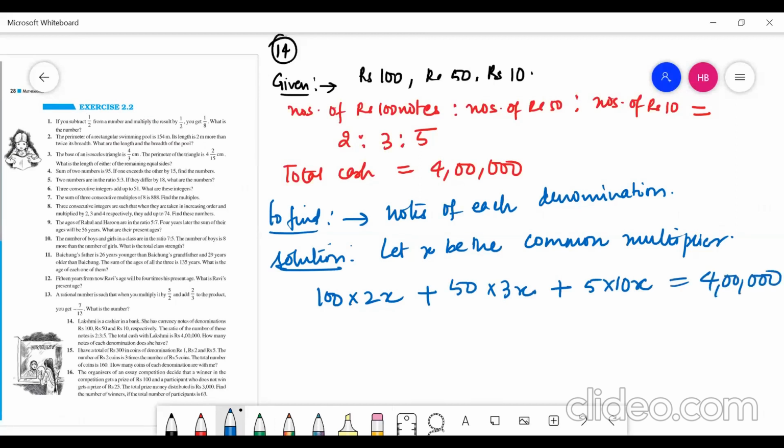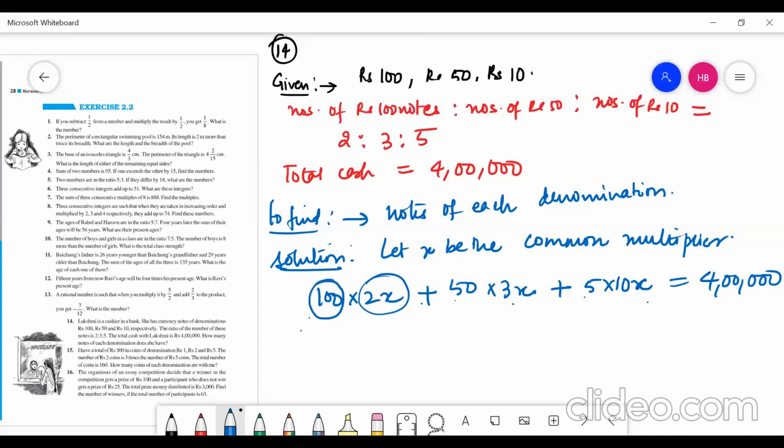Now, how did we get this equation? Because the number of rupees 100 notes, rupees 50 notes and rupees 10 notes are in the ratio of 2 is to 3 is to 5. So 2x is the number of notes in 100 denomination. Suppose I have 2 notes of 100 denomination, the total will be 100 into 2, which is 200. That's why I've multiplied 100 with 2x. Similarly, 50 into 3x and 10 into 5x. That's the equation you will form from the given information.